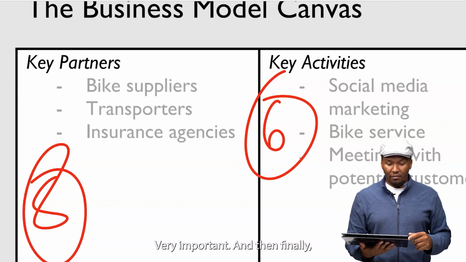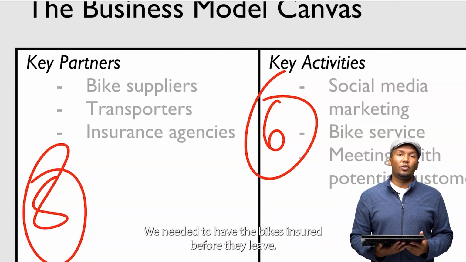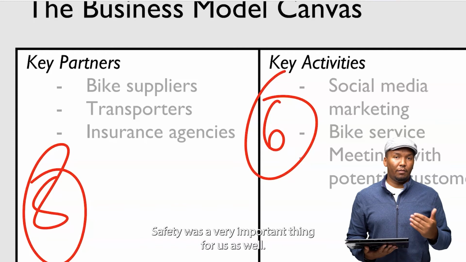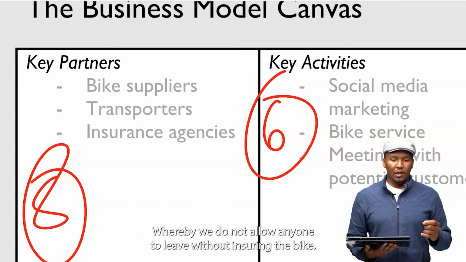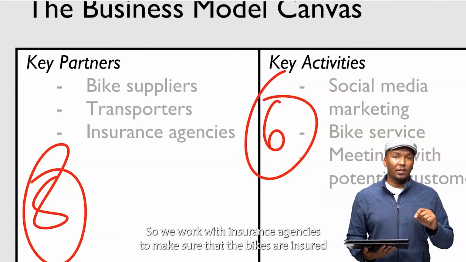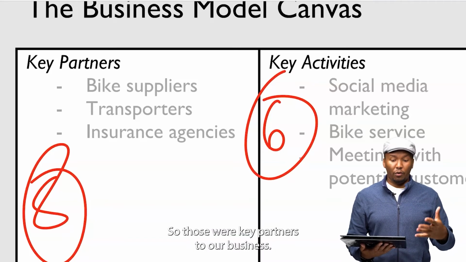And then finally, among the key partners was insurance agencies. We needed to have the bikes insured before they leave. Safety was a very important thing for us as well when we were starting, whereby we do not allow anyone to leave without insuring the bike. So we used to work with insurance agencies to make sure that the bikes are insured before they leave. So those were key partners to our business.